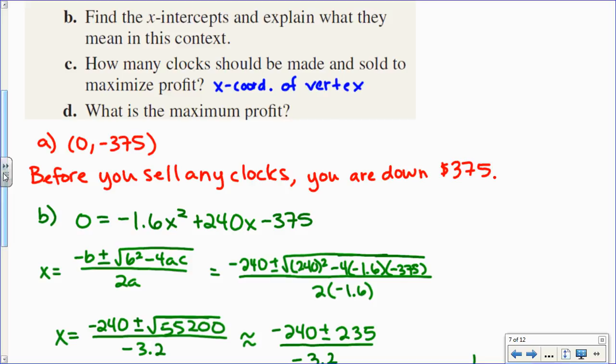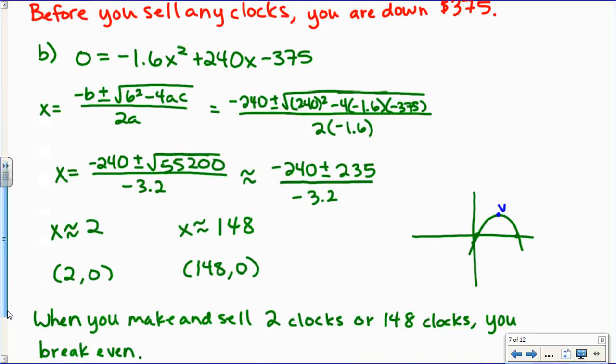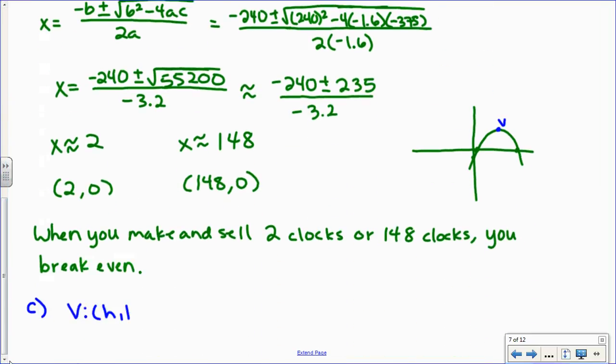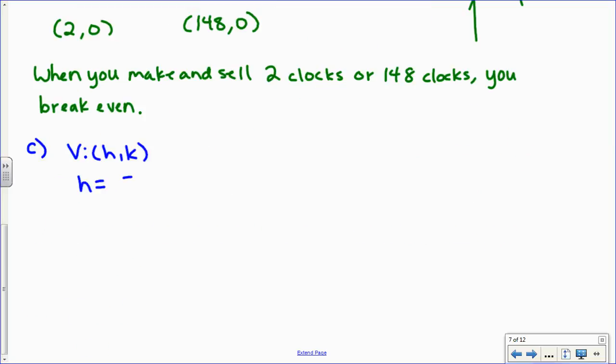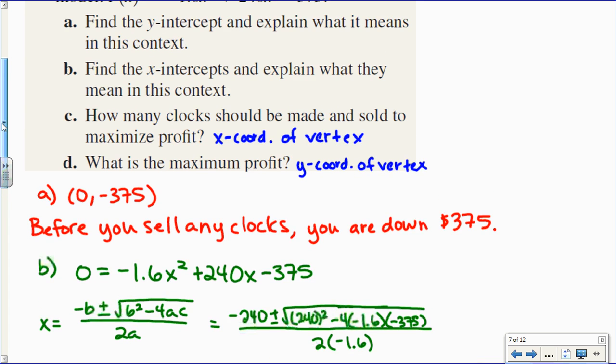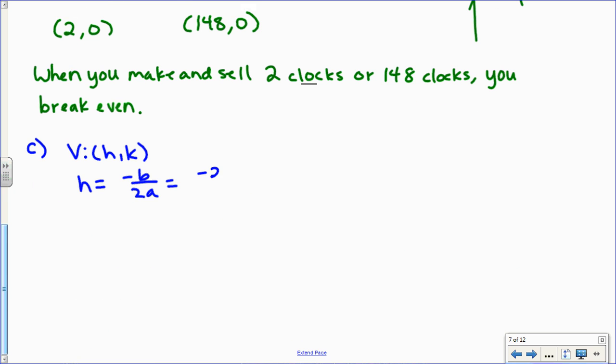And then D says, what is that maximum profit? So that's profit's the y. So this one's my y-coordinate of the vertex. Okay, so my vertex I know is (h, k). So to find h, to find the x-coordinate, it's that little formula, opposite of b over 2a. So you have to go to your original equation. So opposite of b is negative 240 over 2 times a, which is negative 1.6. Okay, was that 75? Okay, 75. So you should sell 75 clocks to maximize your profit.